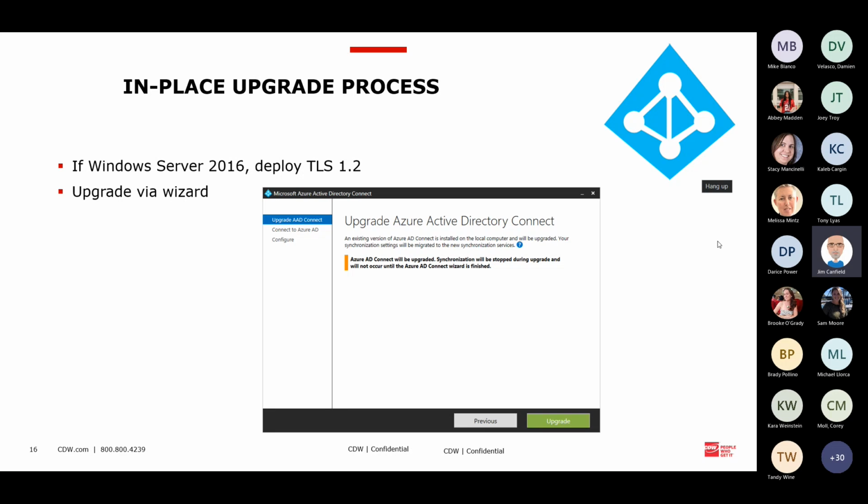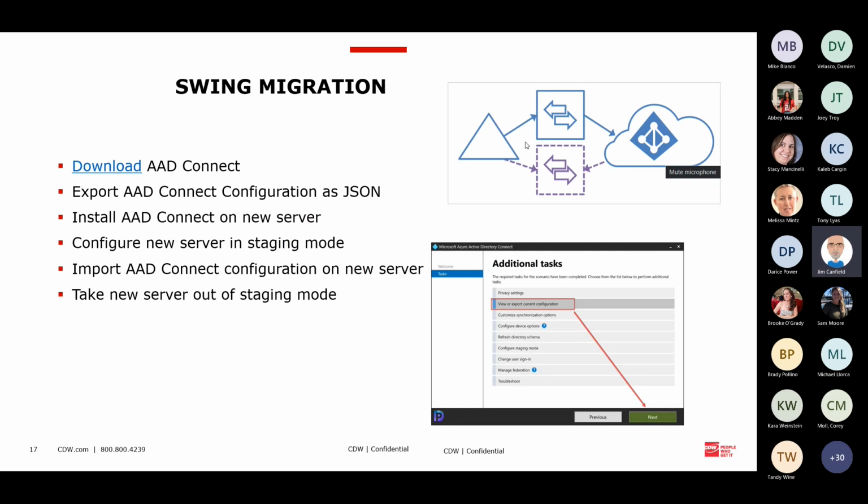There are two options for doing an upgrade. One is an in-place upgrade. If you're currently running on 2016, and the server has TLS 1.2, which it should, you can literally do an in-place upgrade from the 1 to the 2. If you're not, next slide, you can do what's called a swing migration. I don't know where swing came from. Microsoft provided it, so I'm using it. Basically, it allows you to export your current AD Connect config replication profile, move it to a 2016 server, reinstall, import it, follow the instructions, and you'll be good to go.